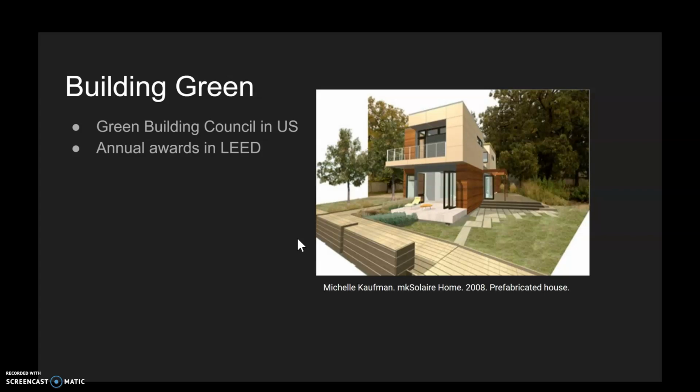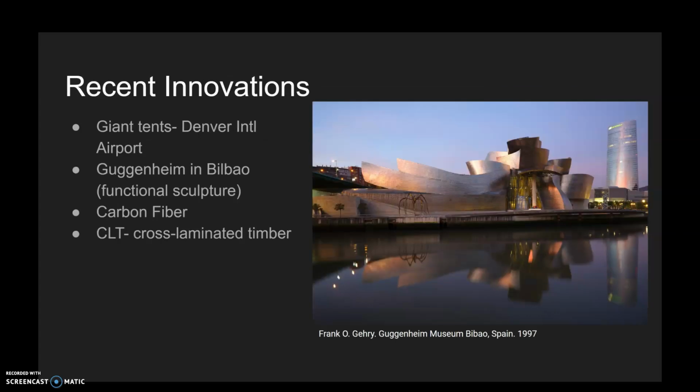Okay. Then we are going to talk about some recent innovations, and your text will go a lot more in depth, but there are a few that I wanted to point out. The Denver International Airport has these giant tents that are about 15 acres of woven fiberglass. It makes it one of the largest suspension buildings on Earth, which is kind of interesting. And then the image here of the Guggenheim Museum in Spain, it's almost so beautiful that it's like functional sculpture. So that is one that I wanted to point out.